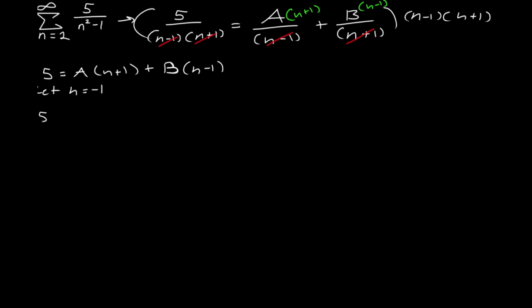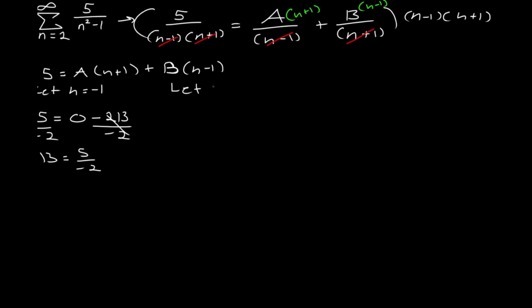So we can do 5 is equal to 0 minus 2b, because if you have -1 minus 1 times b, you get -2b. And then from here we can solve for b, and we get b is equal to 5 divided by -2. Now let's do the same for a.